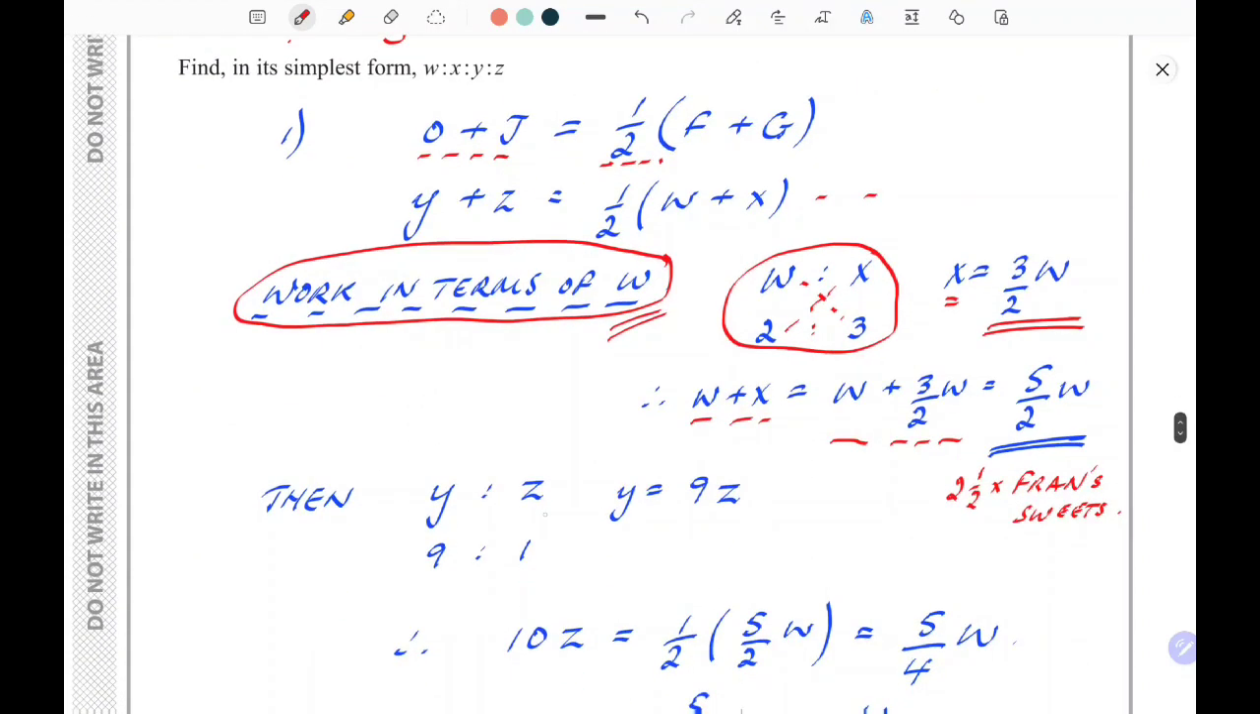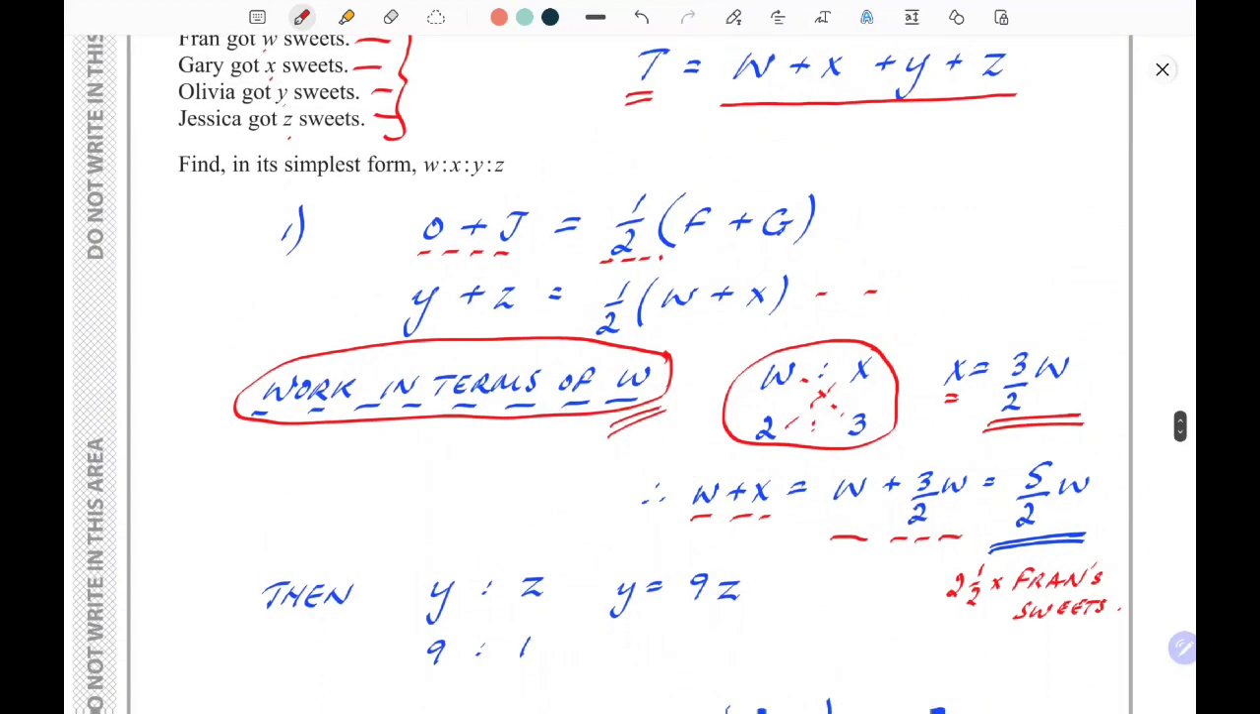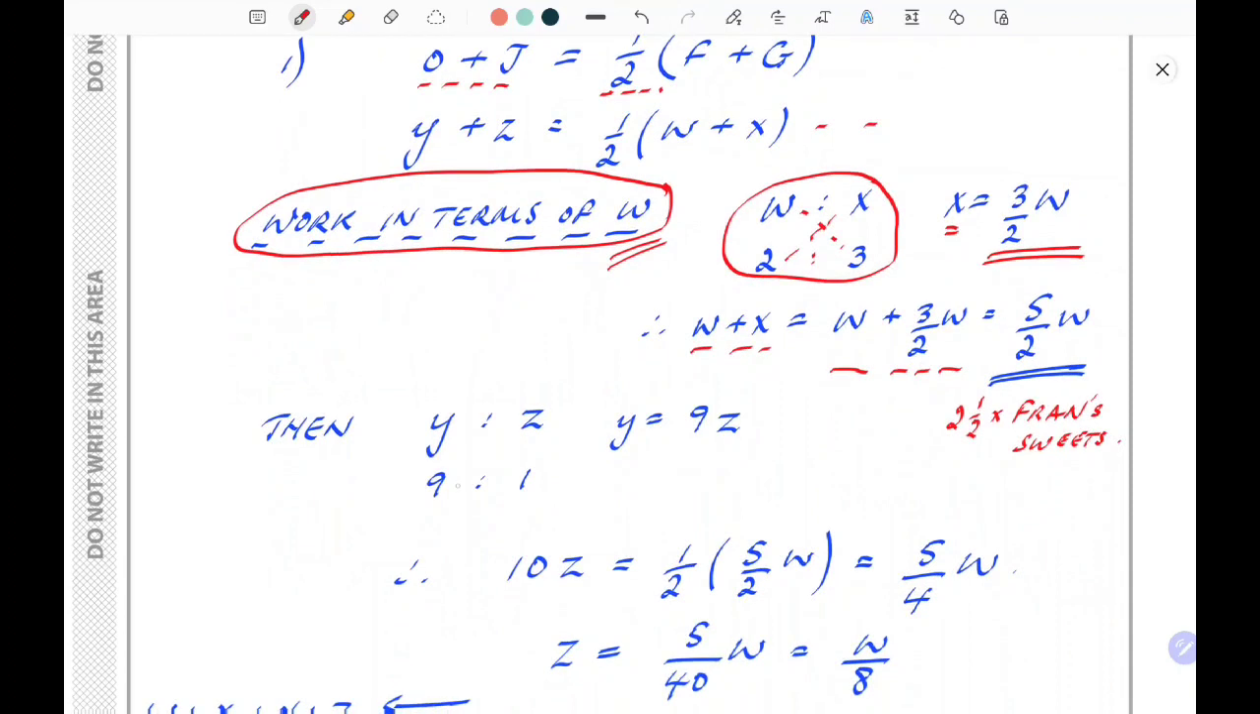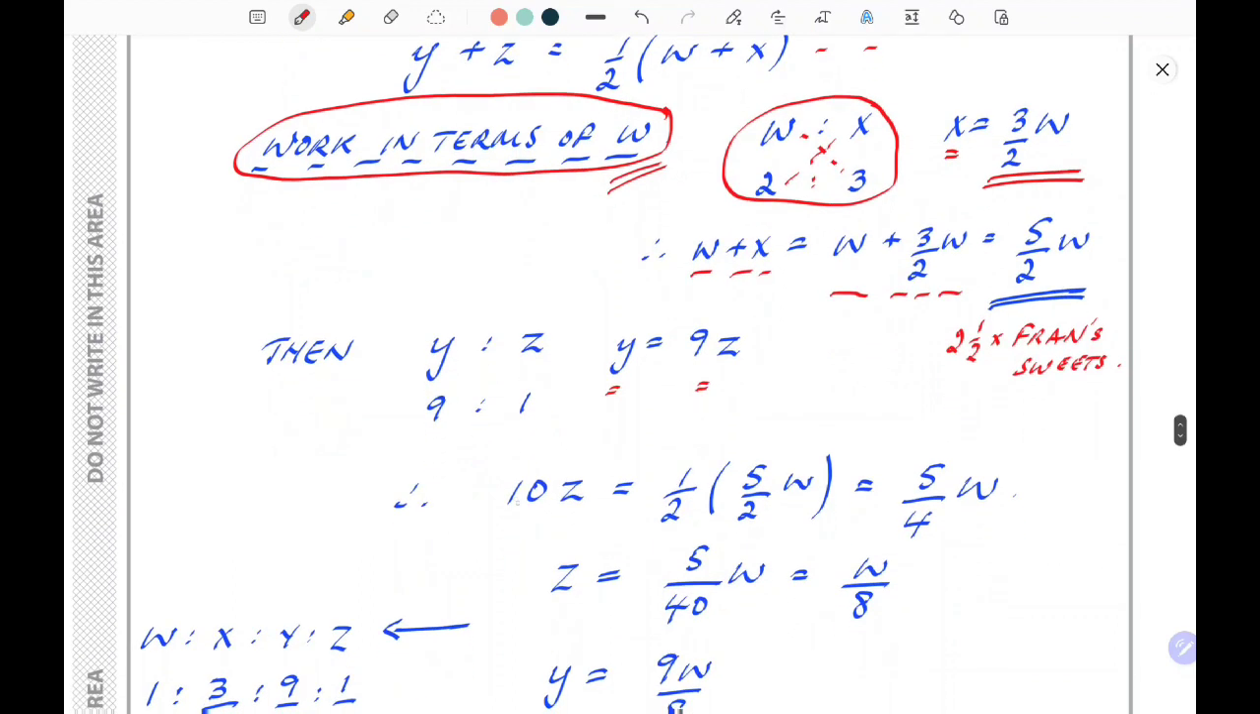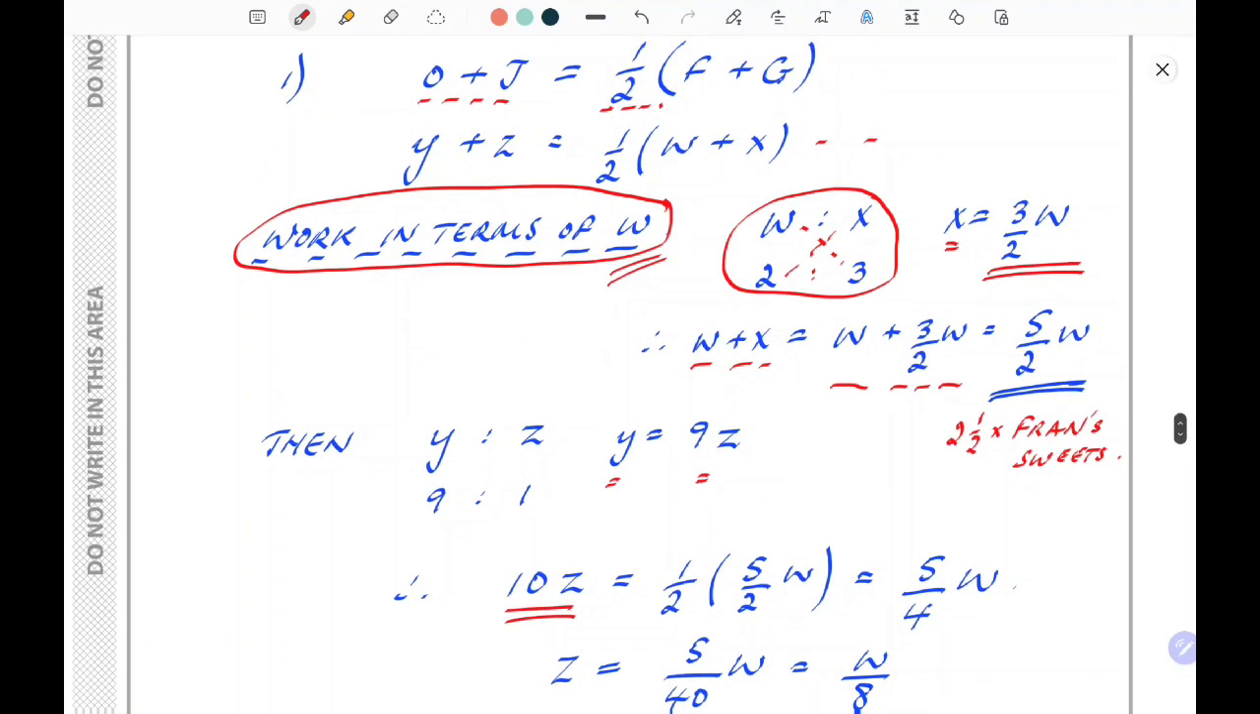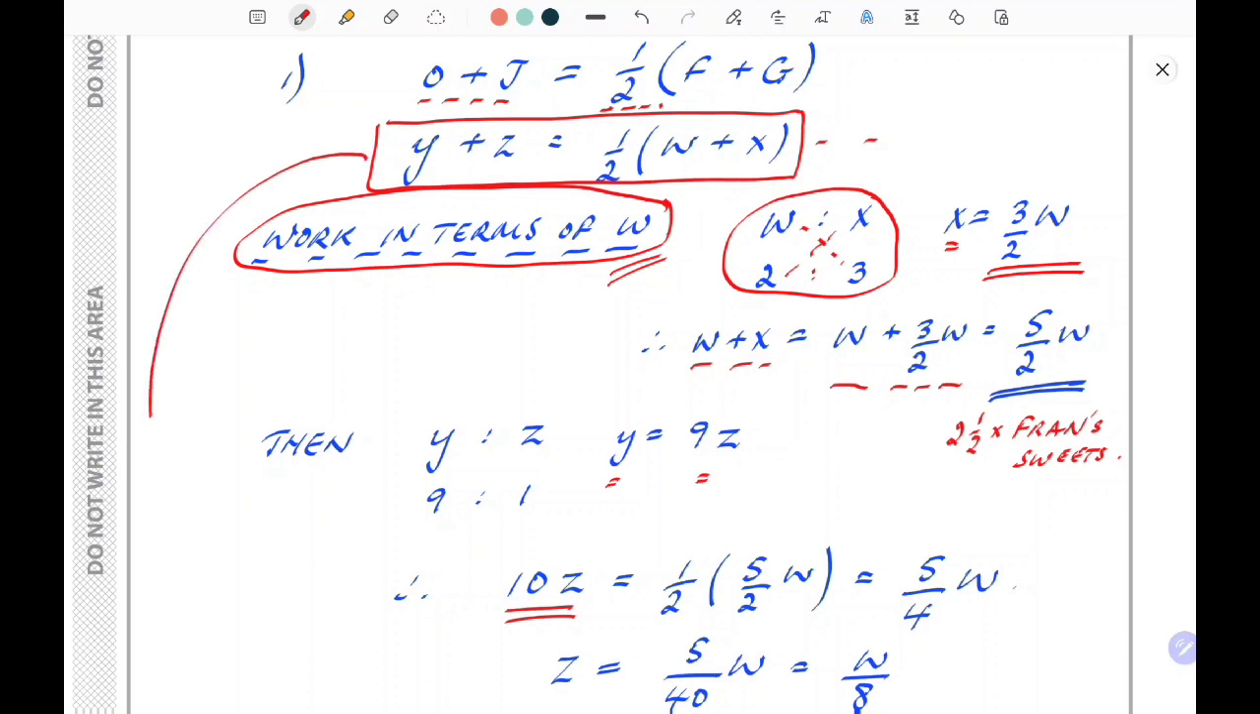Then we do exactly the same thing for Olivia and Jessica, all right? So Y and Z. We know that the total is split 9 to 1. Therefore, Y must equal 9 times Z. So we can replace the Y wherever we see it with 9Z. Therefore, in total, 10Z. Okay? So what we've done, bear in mind, is taken this whole statement here and brought it down to that there, all right?